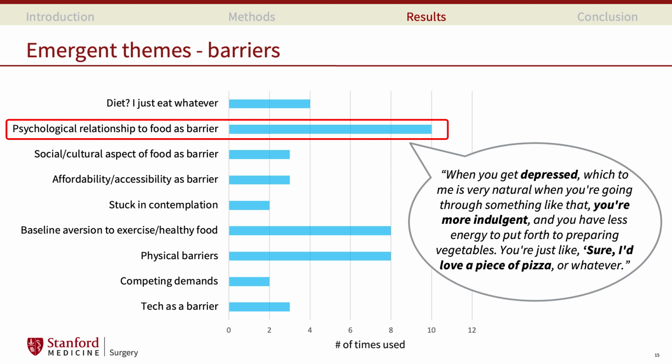So this patient, for example, said that when you get depressed, which is natural when you're going through something like that, you're more indulgent and you have less energy to prepare healthy meals. You're just sure, like, I love a piece of pizza. And I think lots of us can relate to that.